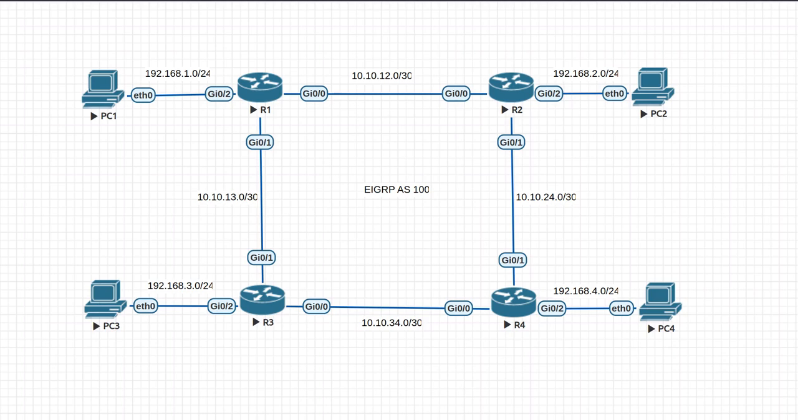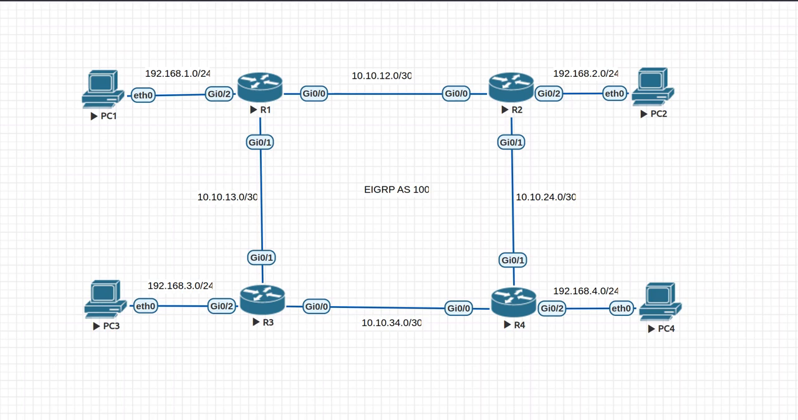EIGRP communicates via multicast IP 224.0.0.10. The default hello timer for the link is 5 seconds, and the default hold timer is 50 seconds. Of course, they are configurable. You can change them.